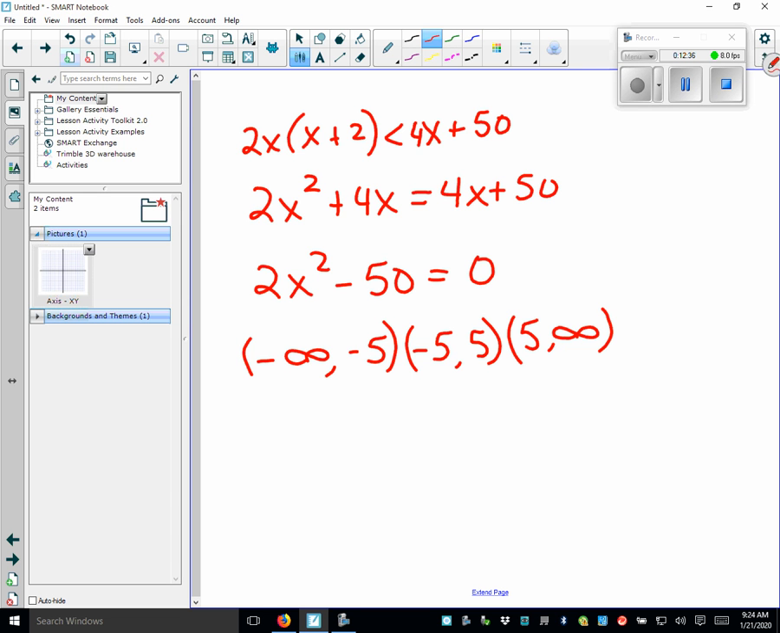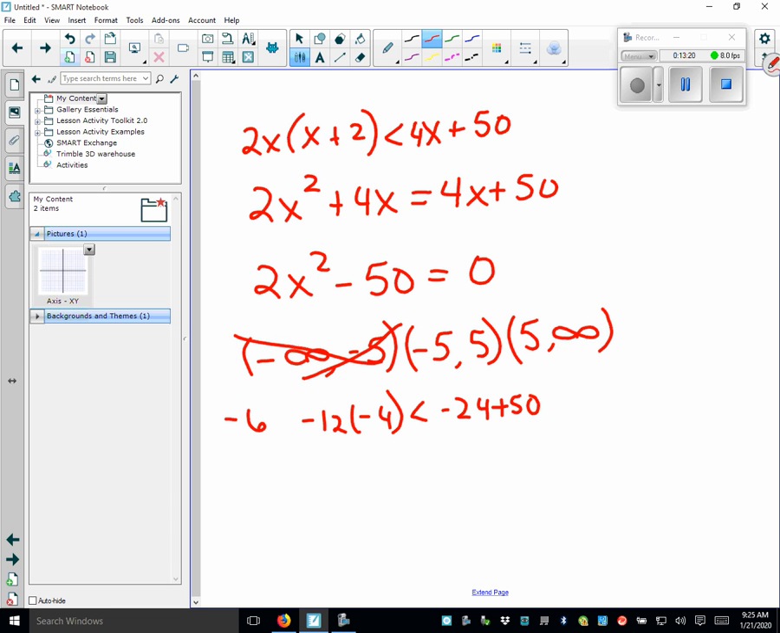Pick a number from each interval. What are we going to try first? Negative 6. When I put negative 6 in the very top, I get negative 12 times negative 4, is what? Is less than, is that 48 is less than? No, that doesn't work.